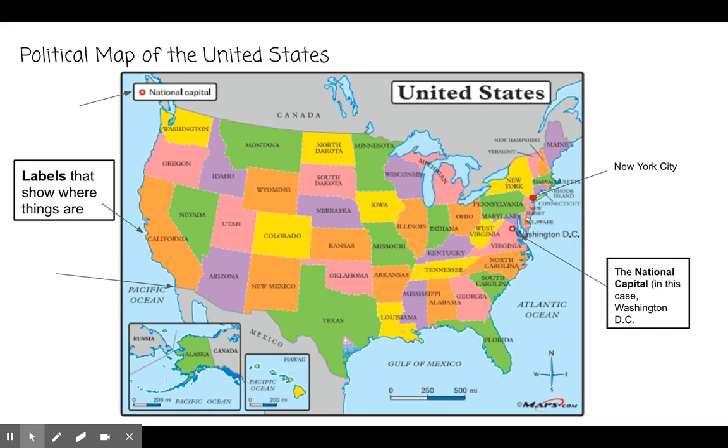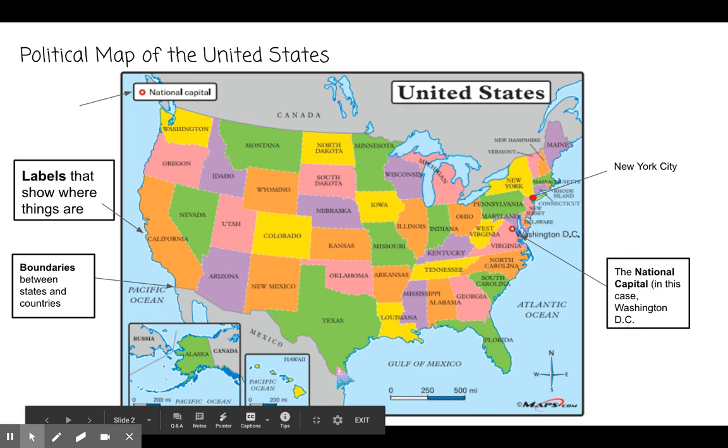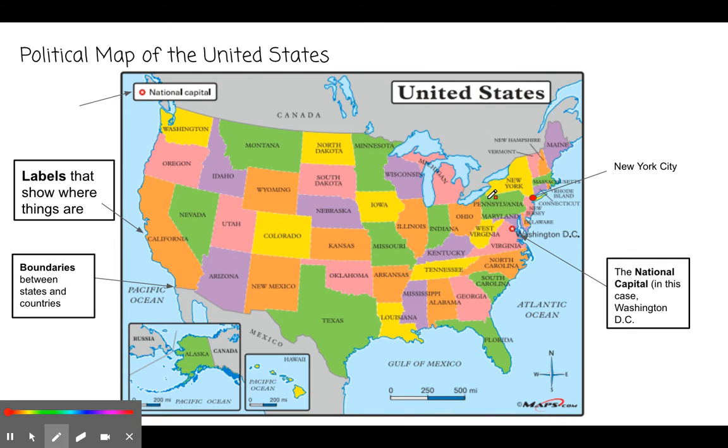We can also see where different states of the United States are located and where the country of Canada and the country of Mexico are located. A political map also shows boundaries between countries, like the boundary between Mexico and the United States, and also the boundaries between states. Right here is the southern boundary between New York and Pennsylvania.